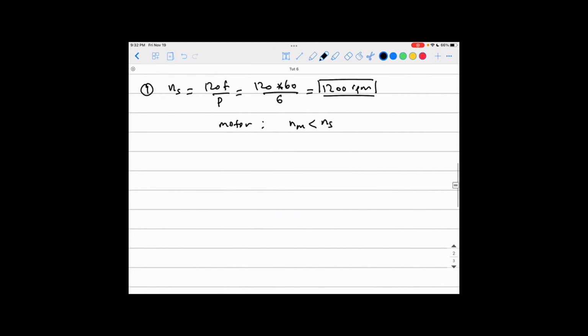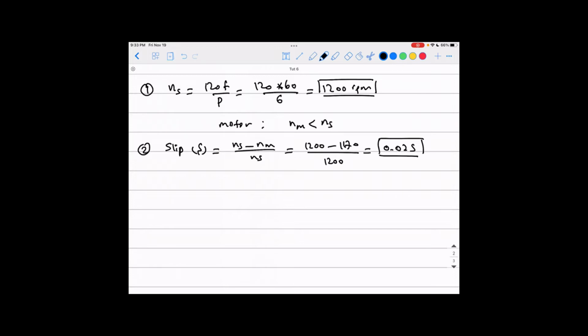After this, he wants you to find the slip. Be cautious. The slip, not the slip speed. The slip equals ns minus nm over ns. If he wants you to find the slip speed, it will be ns minus nm without dividing by ns. So they are different. The slip and the slip speed are not the same thing. So the slip is 1200 minus nm, which is 1170, over 1200. It will give you 0.025. That's your slip, and it's unitless because it's just speed divided by speed. Okay?